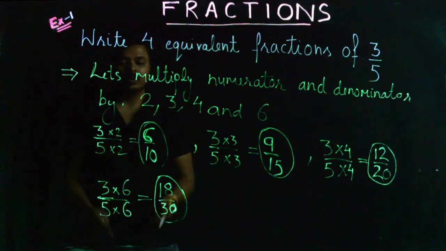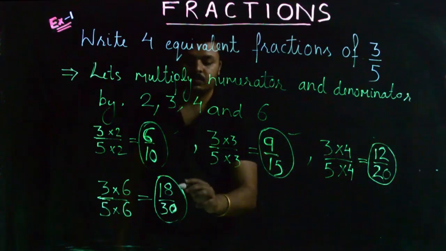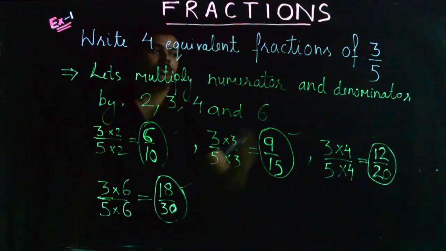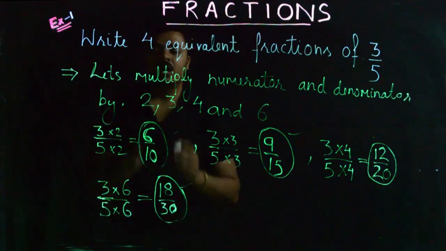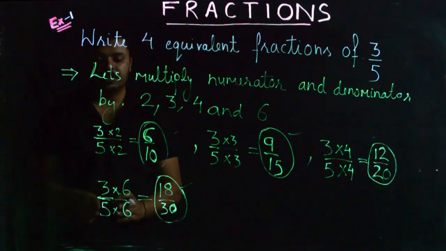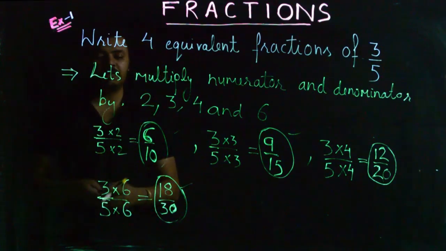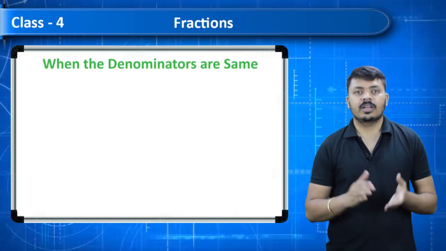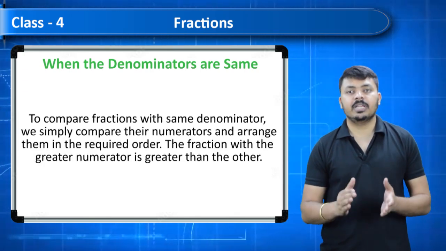So students, these are our 4 equivalent fractions: 6 by 10, 9 by 15, 12 by 20 and 18 by 30 of the given fraction 3 by 5. I hope you have understood how to find equivalent fractions. One thing to keep in mind is that numerator and denominator have to be multiplied by the same number, and we can take any number to multiply with the numerator as well as the denominator.